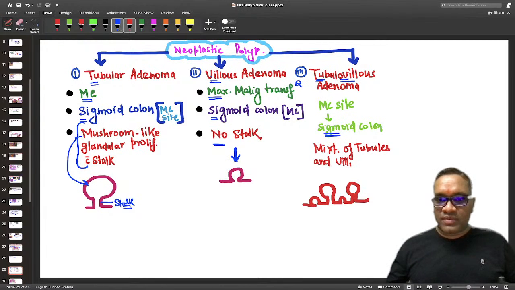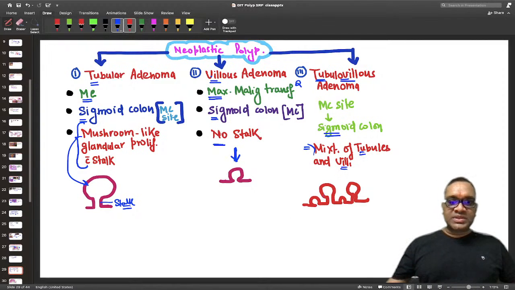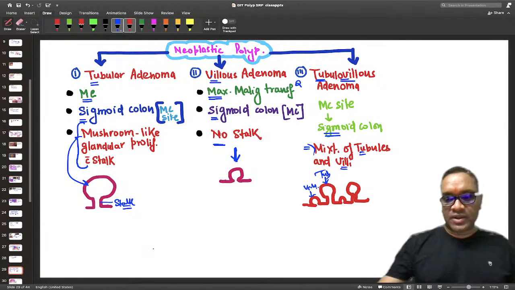Tubulovillus adenoma will be having a mixture of the tubule and the villi, right? So a mixture of the tubule and villi, you can see this is the tubule and this is the villi. So a mixture of the tubule and villi, that will be tubulovillus adenoma.